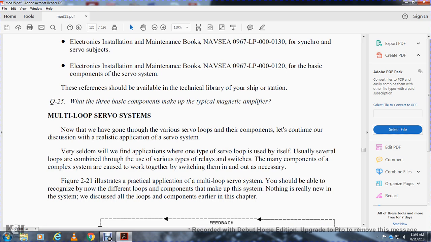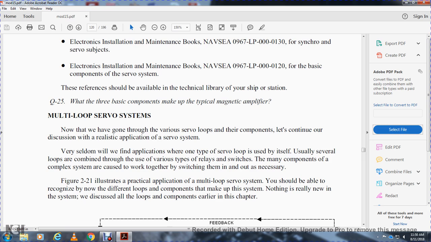Multiple loop servo systems. Now that we have gone through the various servo loops and components, let's continue with our discovery of realistic applications for the servo system. Very seldom is one type of servo loop useful by itself. It is usually several loops combined, with the use of various types of relay switches, that work together by switching them in and out as necessary.